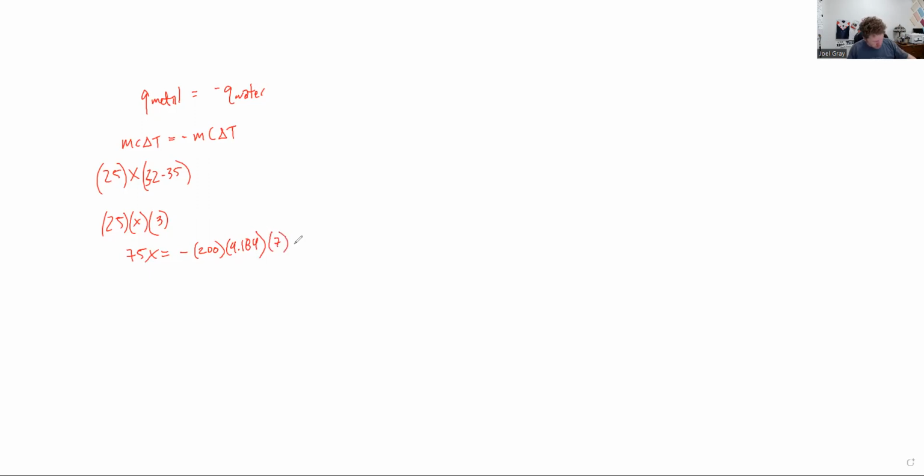So let me plug this into a calculator. I assumed I had one on my desk, but I don't, so I'll use my computer calculator. I see 200 times 4.184 times 7, and I get 75x equals, no, actually, sorry, this is a negative 3, so that's negative 75x. Negative 75x is equal to negative 5857.6, divided by negative 75. And the correct answer is X is equal to 78.1 joules per gram degree Celsius.